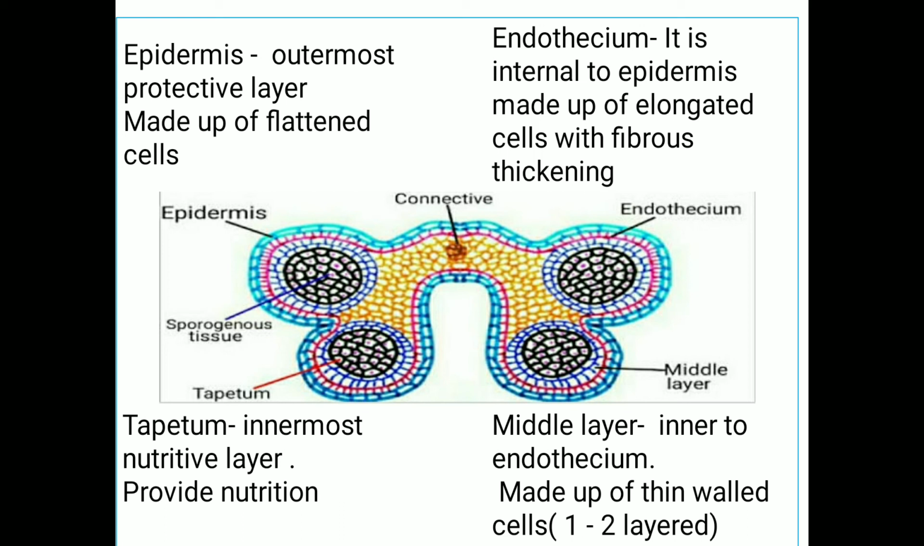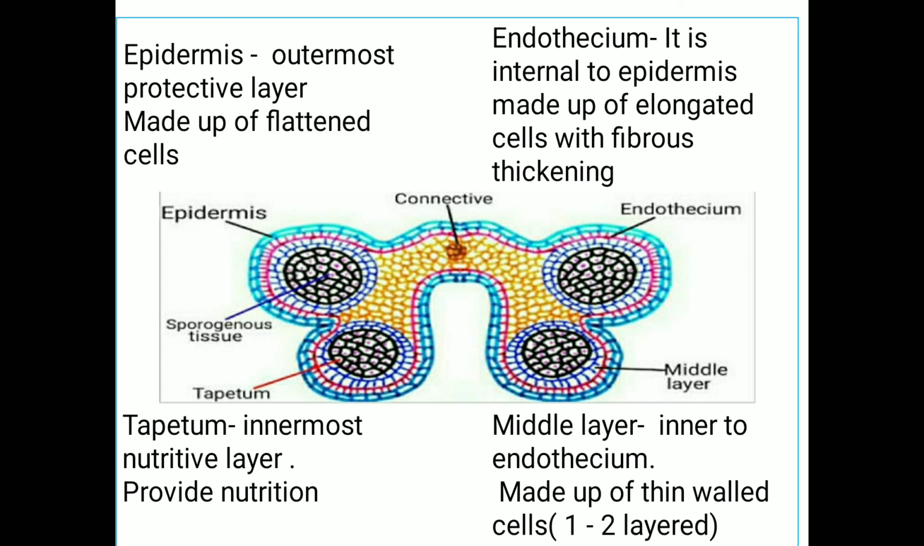This layer degenerates during maturity, that is, whenever the pollen grains or microspores are formed. After maturity, this layer degenerates. And the last one is the tapetum. It is the innermost wall layer and is present surrounding the sporogenous tissue.